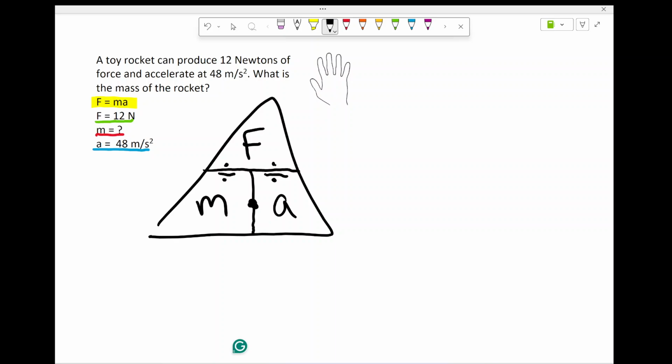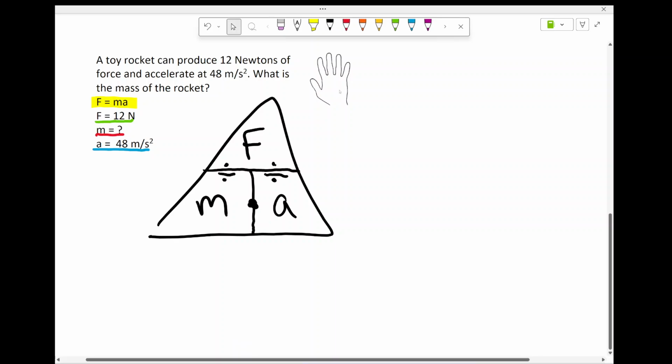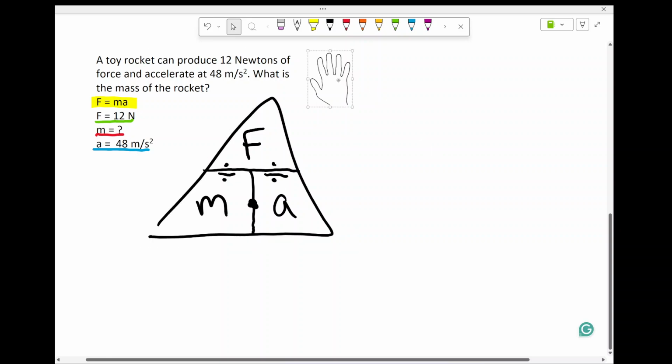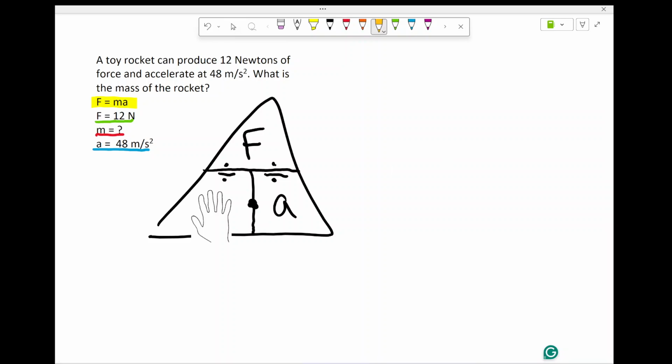We would look at where our question mark is. Looking over at our list, we see that M is the question mark. So that means we should take our finger, hand, whatever. I have my little hand here. I'm going to bring it up here, and then we're going to cover the M. So we take our hand, we cover the M, and what we see is we are left with F and A. And if we're paying attention here, the math symbol that's between them is a division.